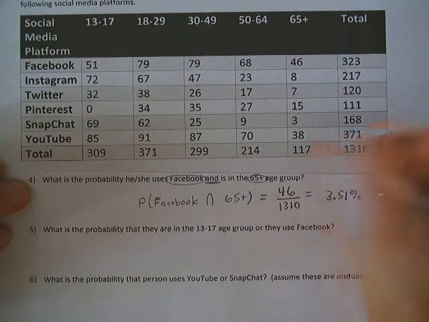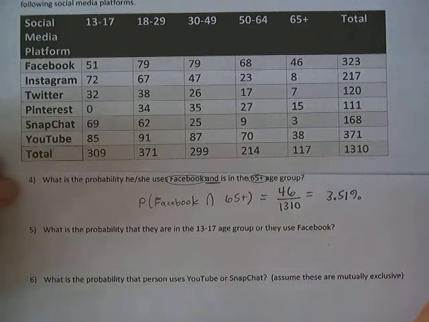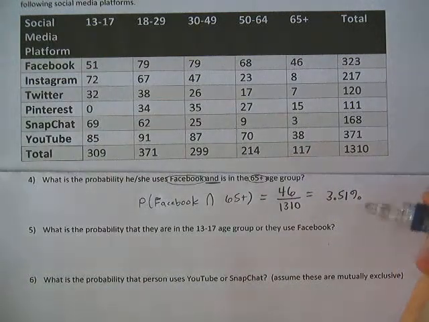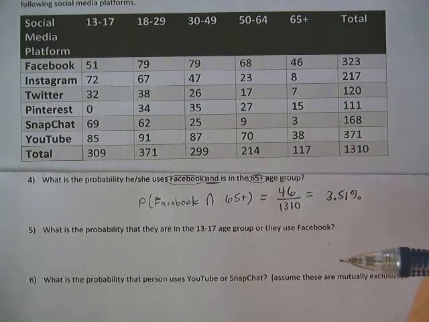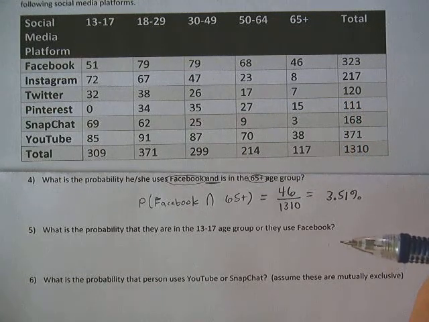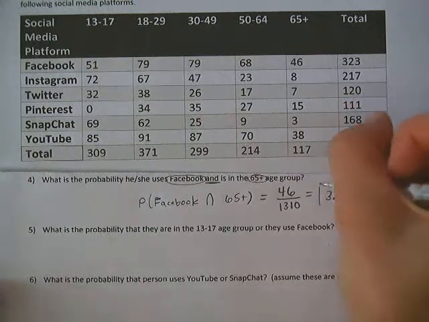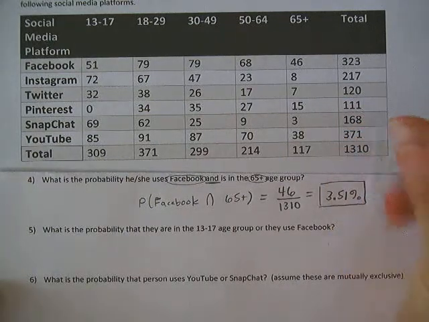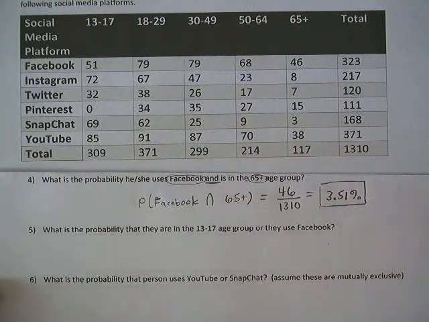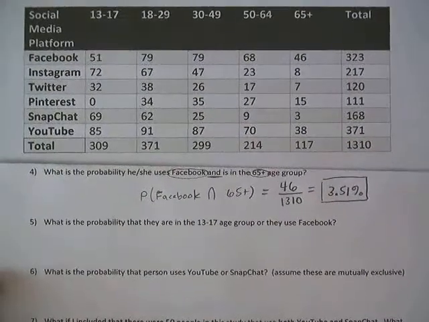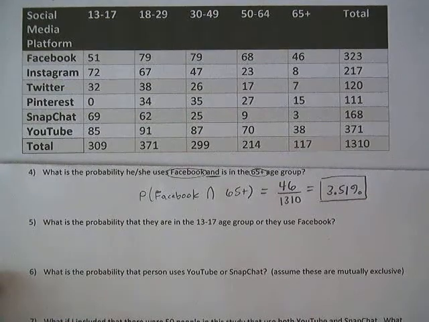So if I randomly chose a person from this study, I'd have a 3.51% chance that I'd get a person that likes Facebook and is 65 or more years old. So not a very high chance that I'm going to find somebody. And the reason for that is because there's not a very large number of people in that category out of the total.